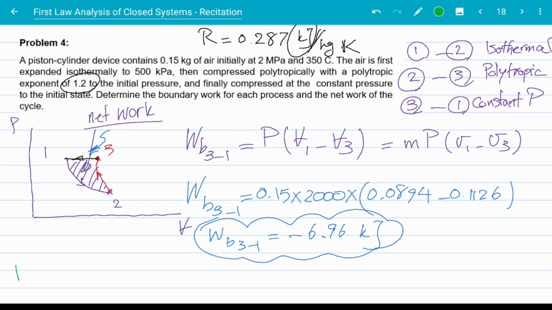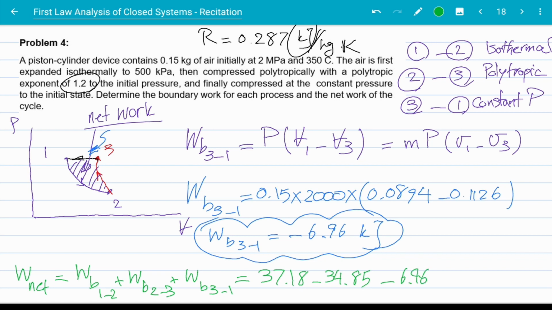Finally, the problem asks for the net work of the cycle. So the net work is the summation of all these works. Boundary work from 1 to 2, plus the boundary work from 2 to 3, plus the boundary work from 3 to 1. So plug in numbers. From 1 to 2 was our expansion, 37.18. 2 to 3 was our first compression, minus 34.85. 3 to 1 was our final compression, minus 6.96. Now add these numbers together and we get that the net work of this cycle is minus 4.63 kilojoules.